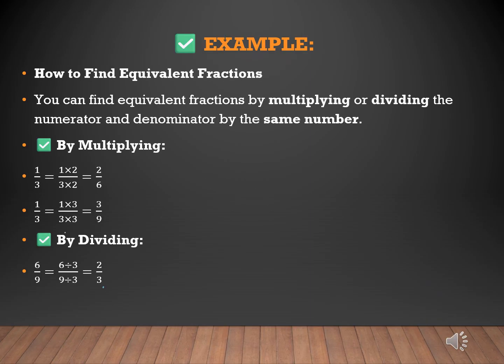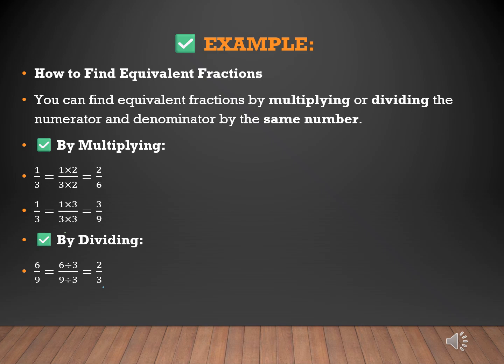How to find equivalent fractions? You can find equivalent fractions by multiplying or dividing the numerator and denominator by the same number. For example, here we have multiplied 1/3 by the same number, that is 2, in the numerator as well as in the denominator. So 1 into 2 results in 2 and 3 into 2 is 6. So the equivalent fraction of 1/3 is 2/6.